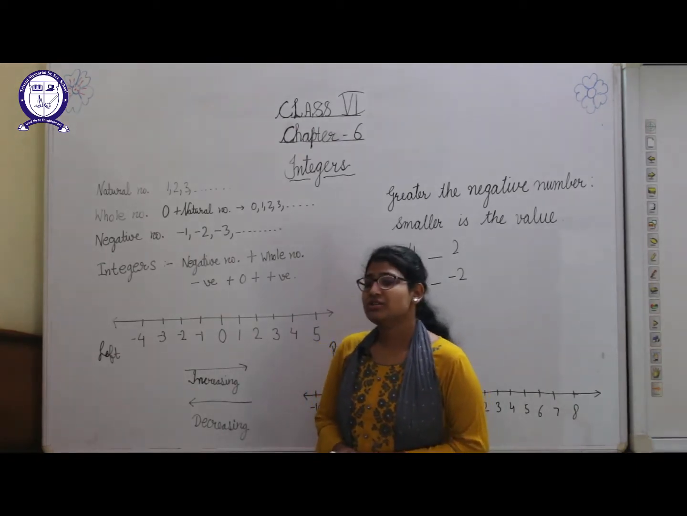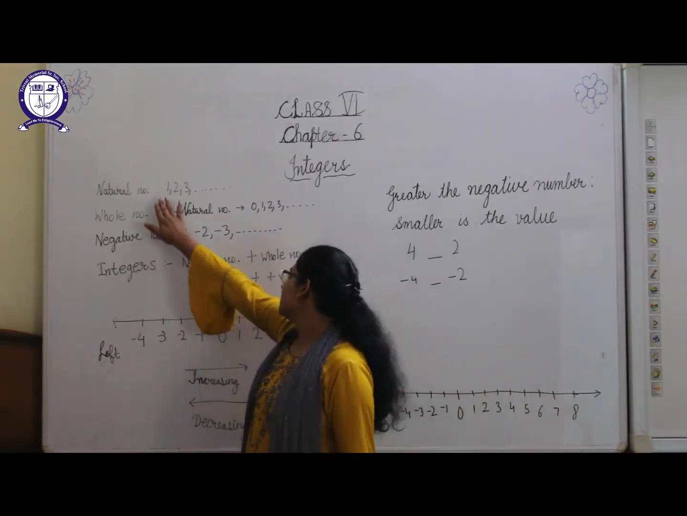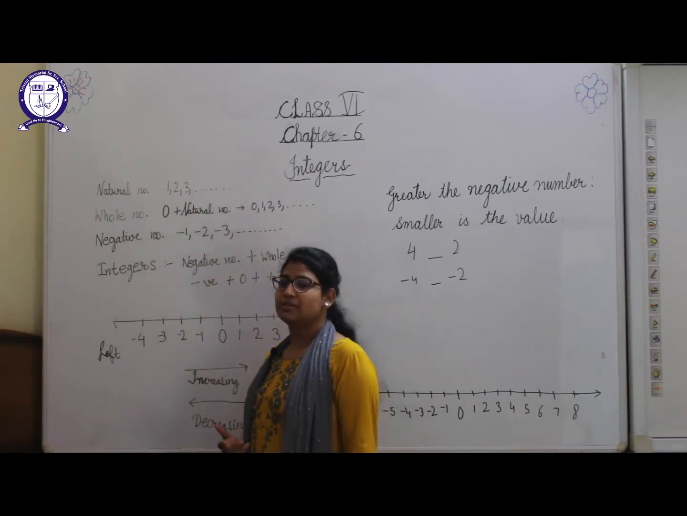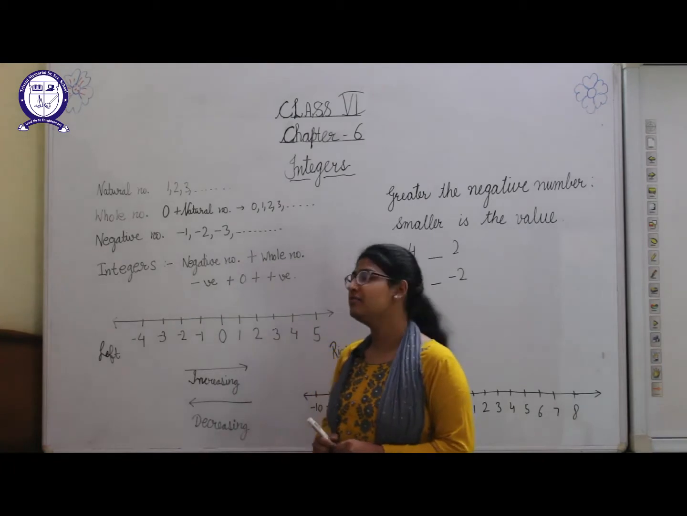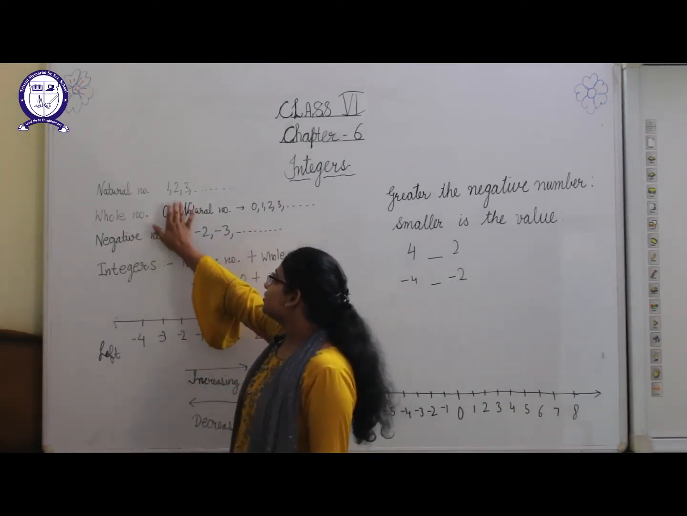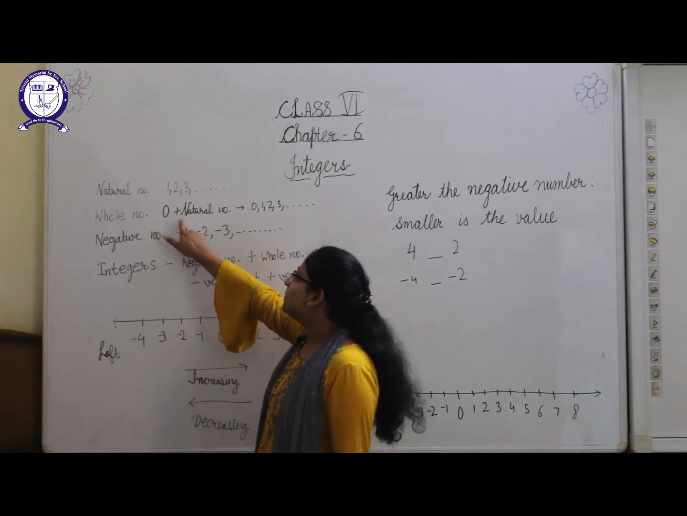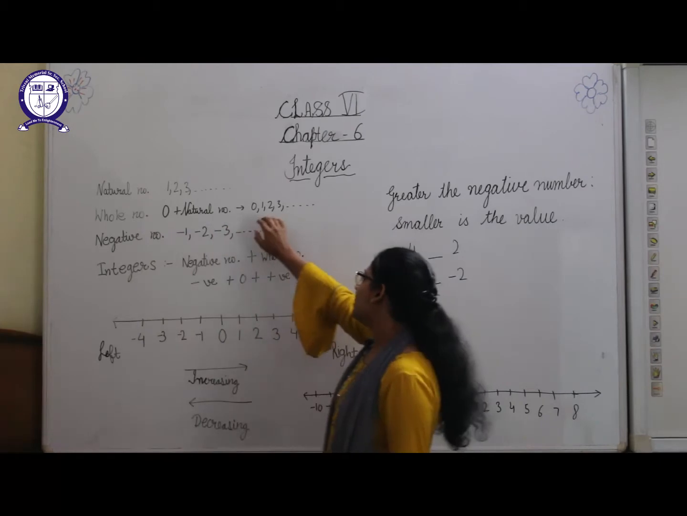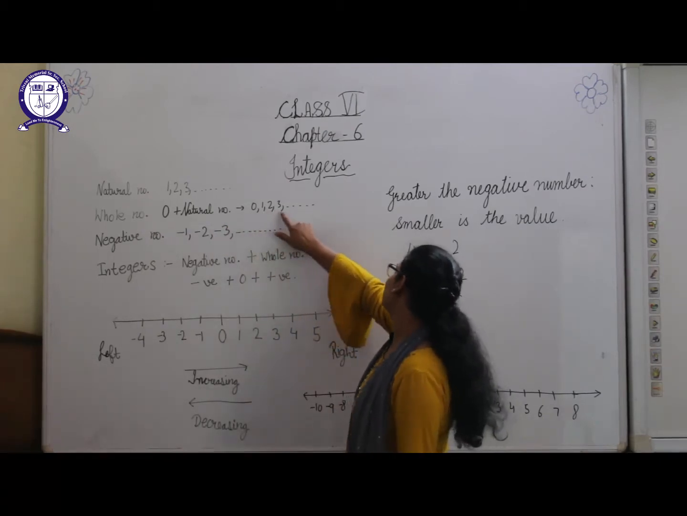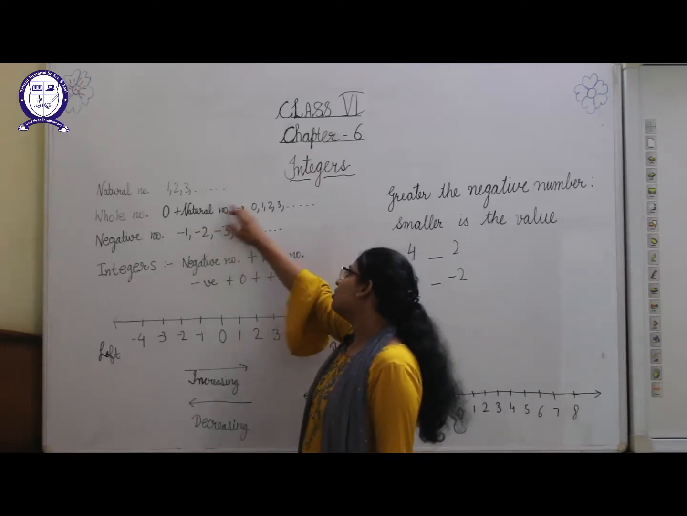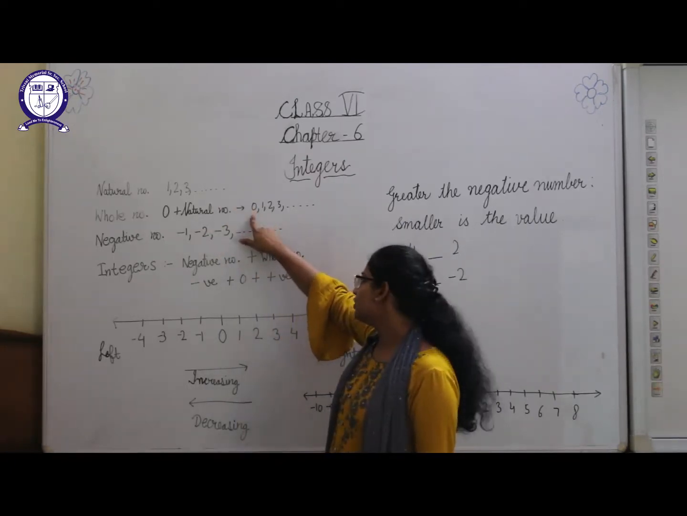Today we are going to do chapter 6, which is integers. Before going to integers, do you know what natural numbers are? 1, 2, 3, 4 and so on, all are natural numbers. Natural numbers start from 1. Now whole numbers: if we add 0 to the natural numbers, then 0 plus all the natural numbers form whole numbers. So whole numbers are 0, 1, 2, 3 and so on. Whole numbers start from 0.